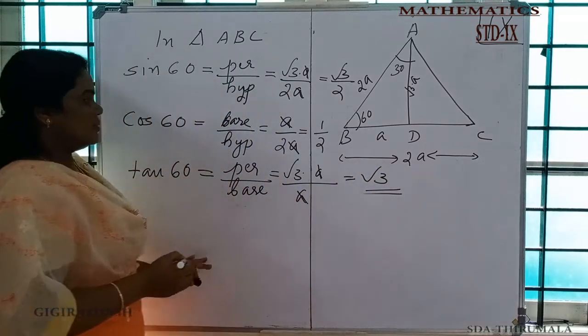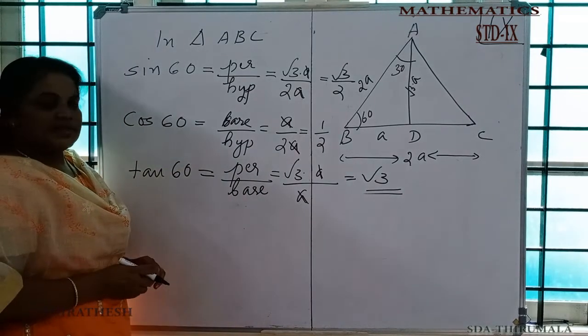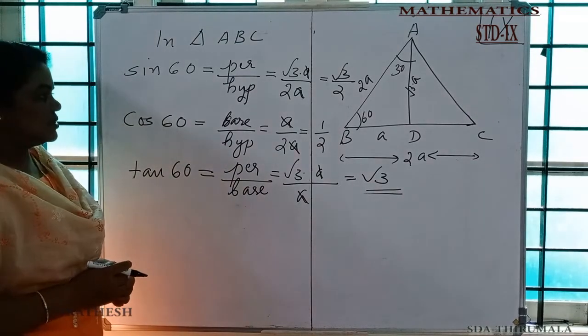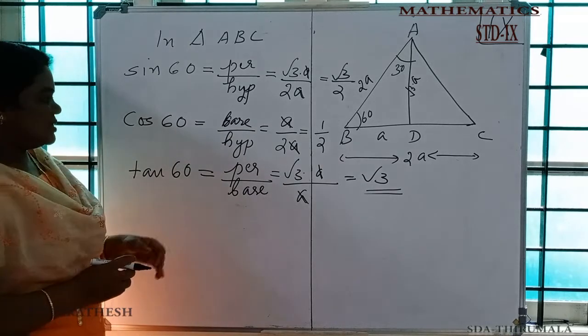And these are the first three values of 60, that is sin 60 is equal to root 3 by 2, cos 60 is equal to 1 by 2, and tan 60 is equal to root 3.